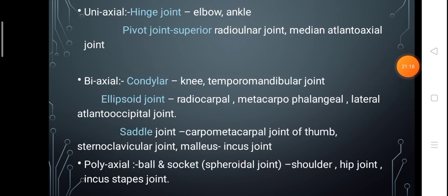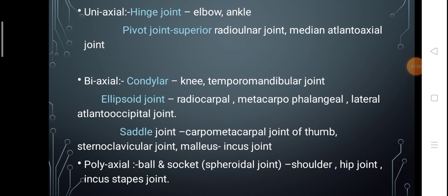So you know that in a uniaxial joint, movements occur in one plane. Here you have hinge joint and pivot joint as the examples. Under hinge joint you have examples like interphalangeal joints also. In the case of hinge joint, movements take place around a transverse axis. That is, only flexion and extension are possible in these joints.